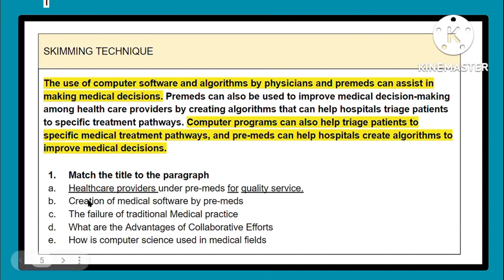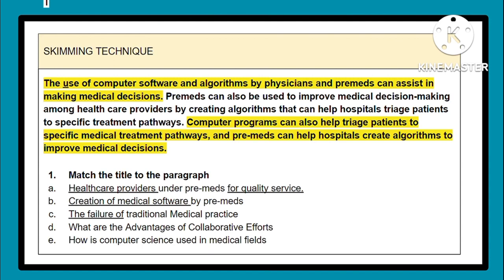And moving on to the next one, this one says the failure of a traditional medical practice, so possibly the paragraph above is talking about the failures. I'm going to highlight that. And the fourth option here is what are the advantages of collaborative efforts. So what stands out to me on this question is the advantages of the joint efforts. So if the passage is about the joint efforts and especially the advantages, it will speak of that. So I'm going to underline this because this resonates more.